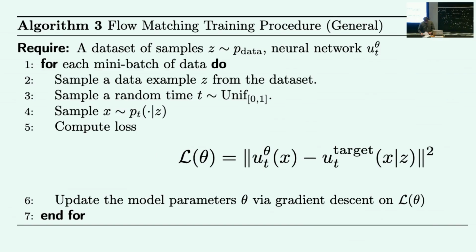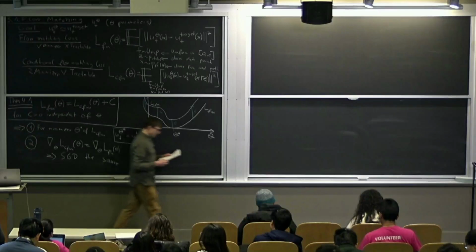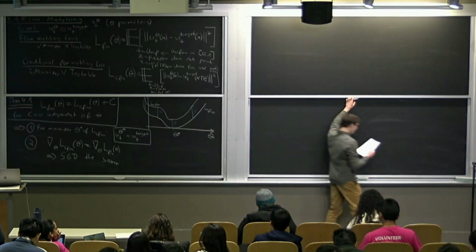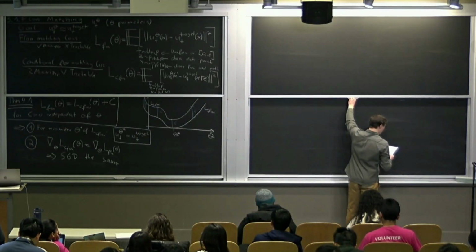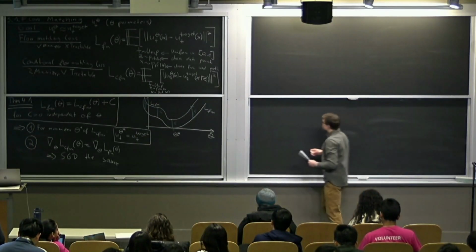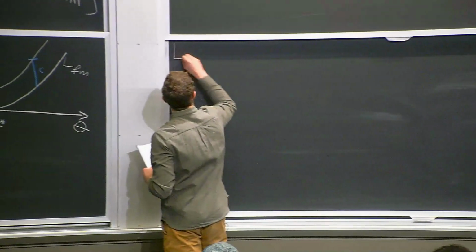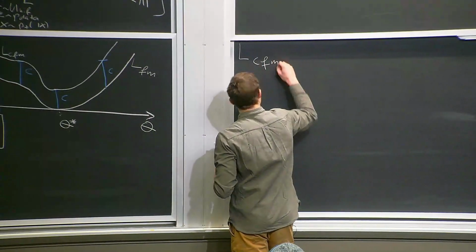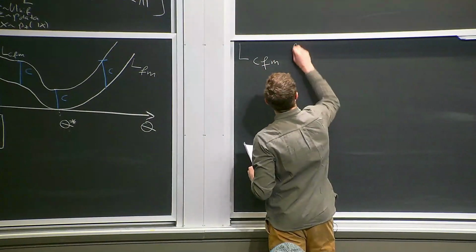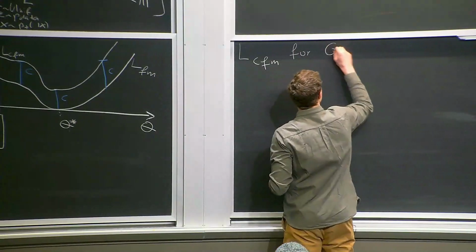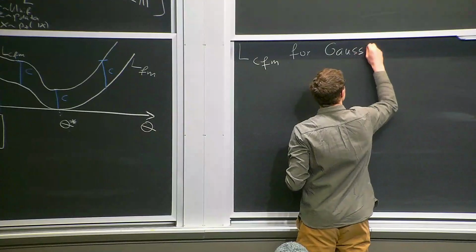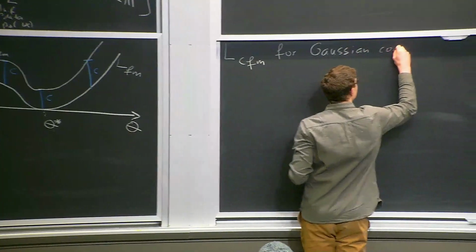Good, cool. Okay, so I want to make this even more specific now by plugging in the equations that we've seen. And then you'll see that this is actually very simple. So I'm going to derive the conditional flow matching loss for the Gaussian conditional path.